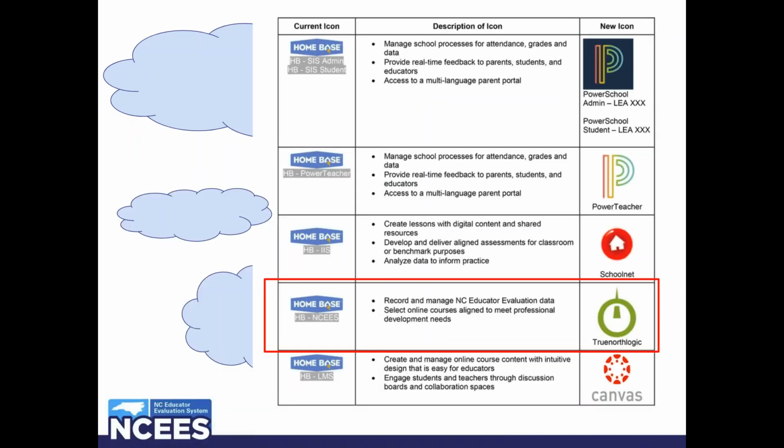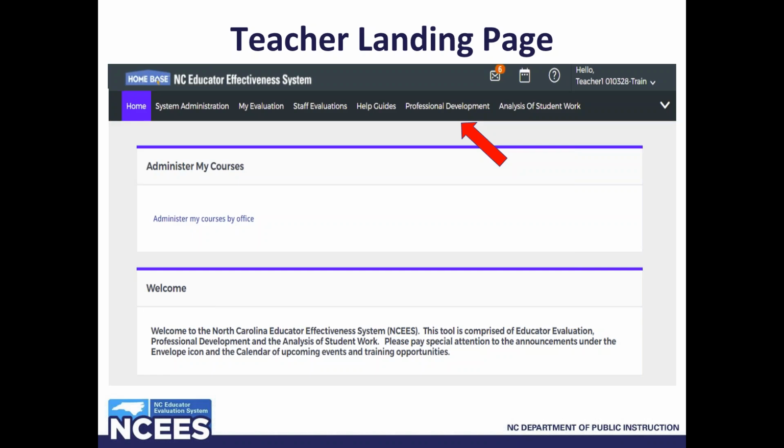To access the North Carolina Educator Evaluation System and the professional development aligned to the evaluation process, click on the green circle. The landing page is being displayed on the screen. Along the top are tabs that link to various pages. The Professional Development tab is identified by the red arrow. Hopefully this review of accessing the system was helpful to you. Are there any questions at this time about logging in to the North Carolina Educator Evaluation System?